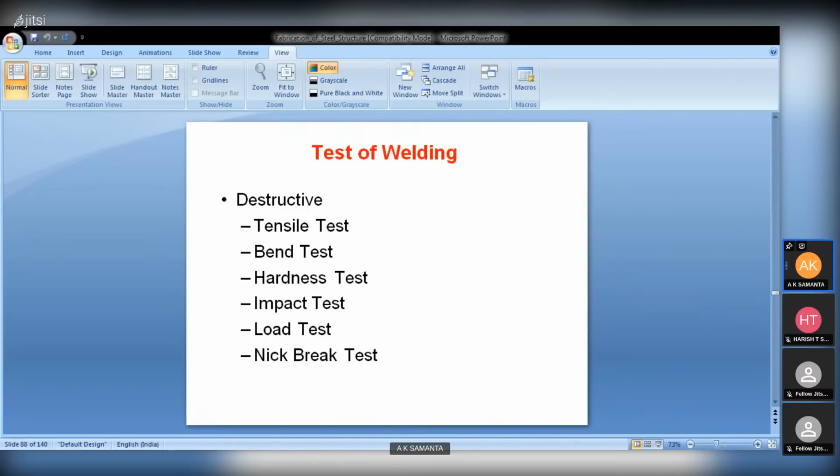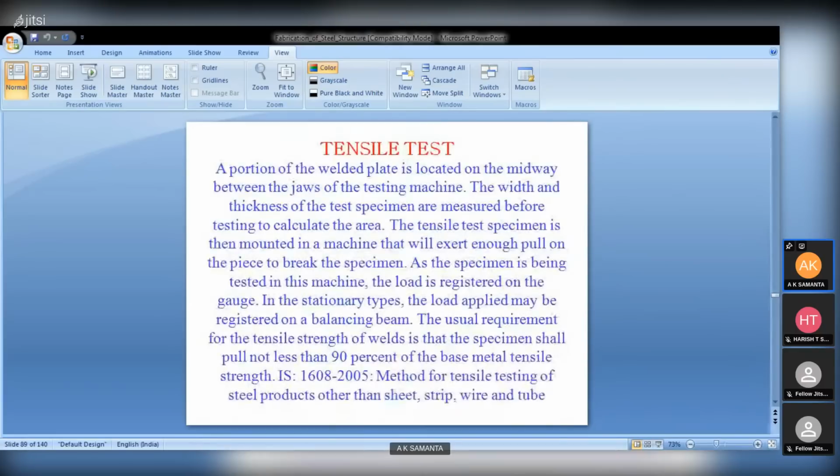The nick break test is also a break test. Easily we can do it with the help of a hammer, so that at least under hammering it will not fail. Now we have shown you some pictures to understand these things.